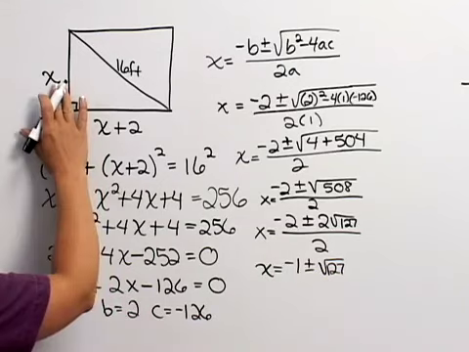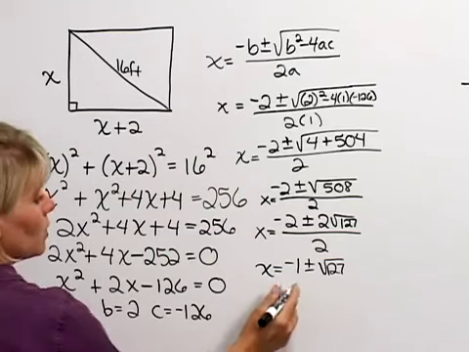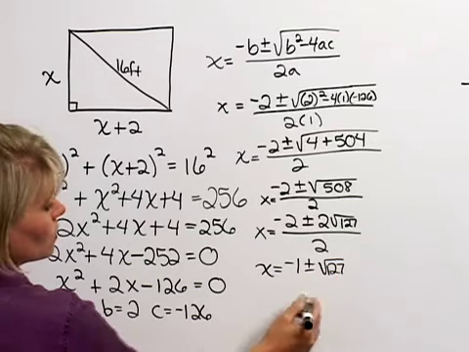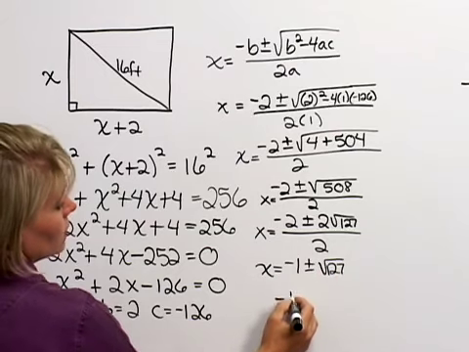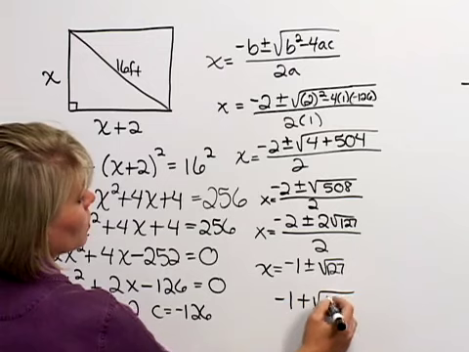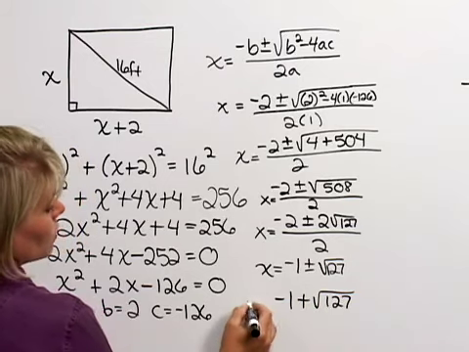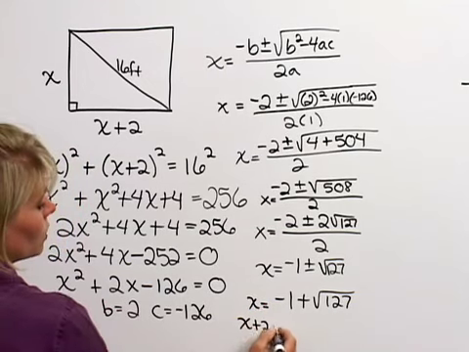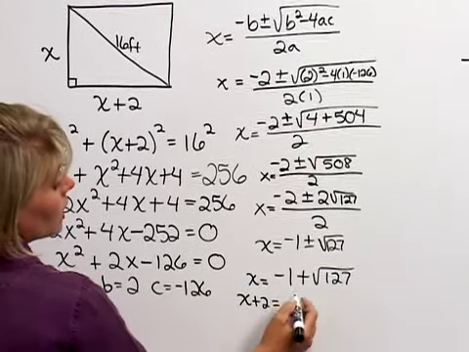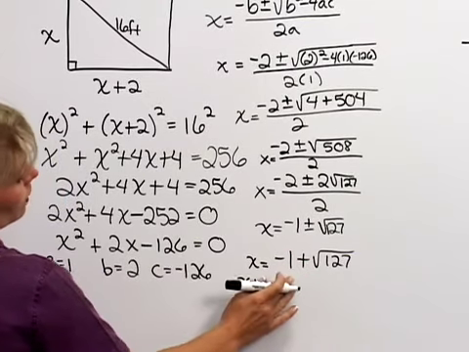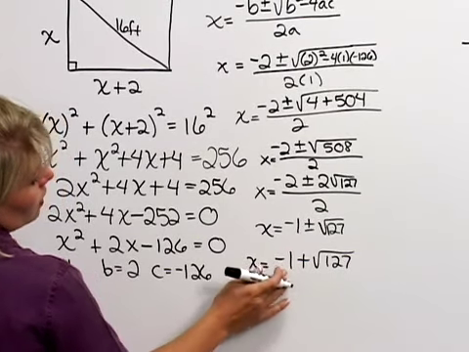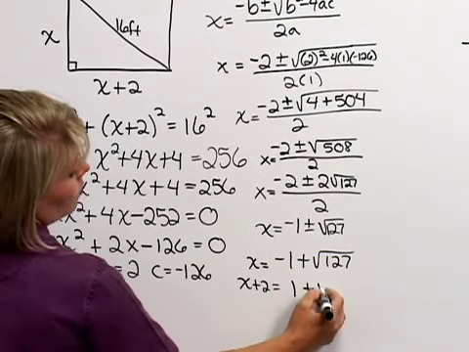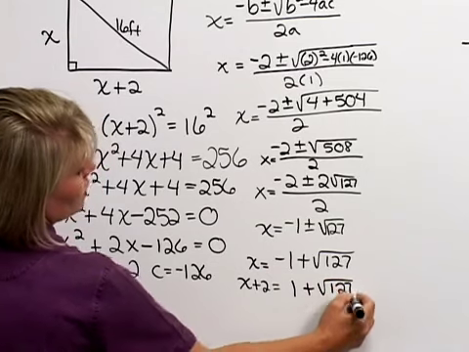Now we can't have a negative length for this. So if I were to take negative 1 minus that, it would be negative. So the only answer that will make sense is negative 1 plus the square root of 127. So that's what x would be for this particular problem. And x plus 2, which is the other dimension of the bedroom, is going to be 2 larger than that. If I add 2 to this, I'm actually going to add it to the negative 1, which will be positive 1 plus the square root of 127.